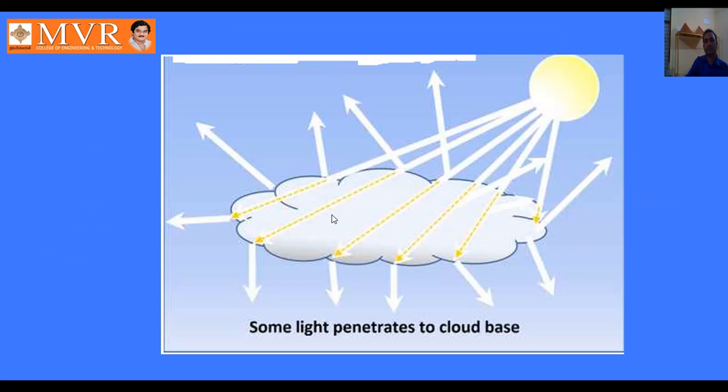This is the non-selective scattering. In clouds, large particles are present in the atmosphere, so much of the radiation passes through the clouds, some radiation penetrates the clouds, and some radiation is blocked by the clouds.